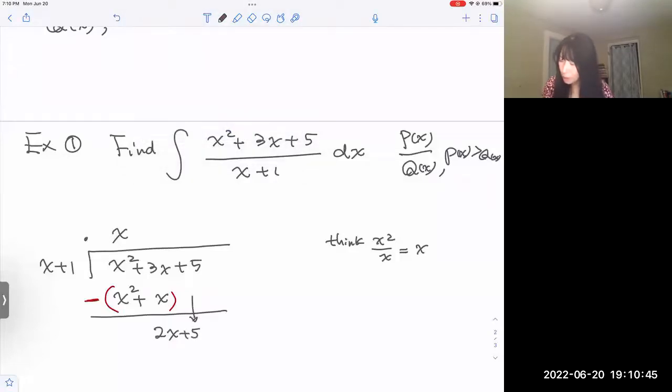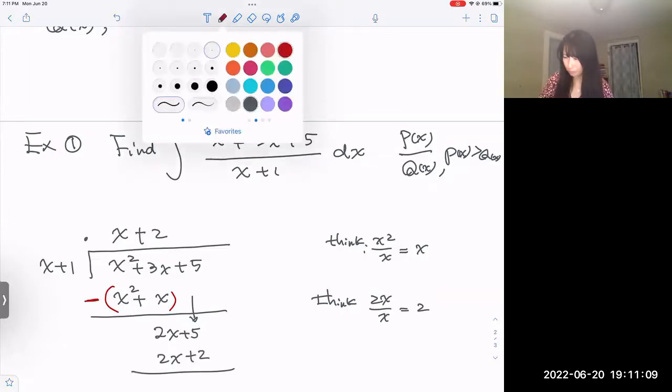Plus 5. Now we think 2x over x, what do you get? Just 2. Just a 2, thank you. So with the plus 2, then we multiply first term, which is 2x, and we multiply second term, which is the plus 2.